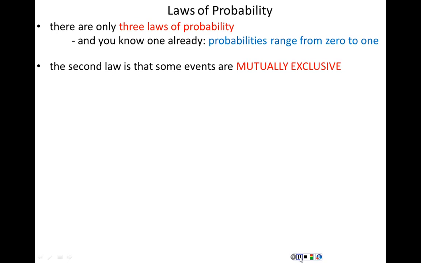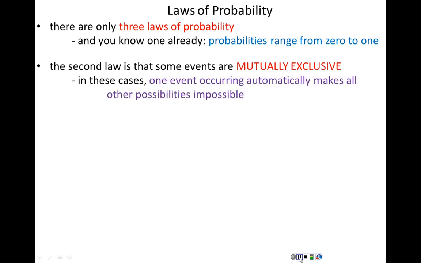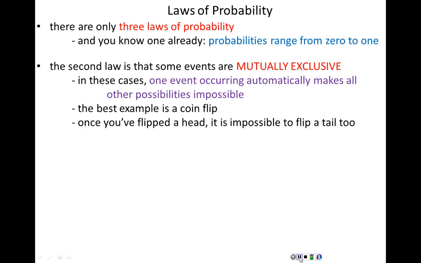The second law of probability is that some events are mutually exclusive. What do we mean by that? Well, we mean that when events are mutually exclusive, when one event occurs, it automatically invalidates all the other events and makes them impossible. Again, let's go back to that coin flip. If I flip a coin one time, and I flipped a head, it is physically impossible for me to also get a tail on that flip. That's the key. One event, a coin flip. If I flip a head, I can't get a tail on that flip. They are mutually exclusive. Once I got one outcome, I can't get any of the others.